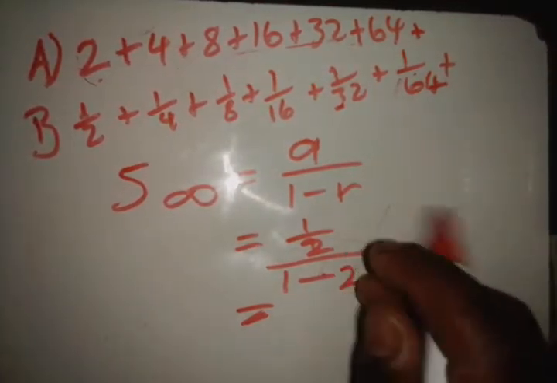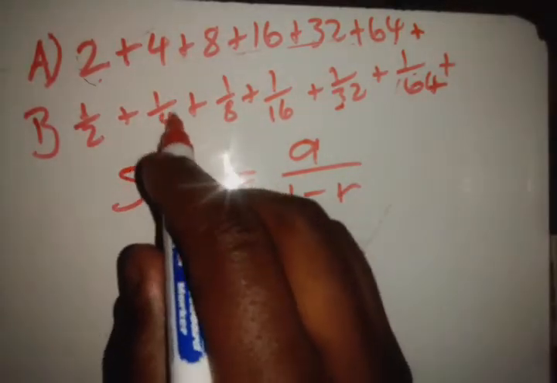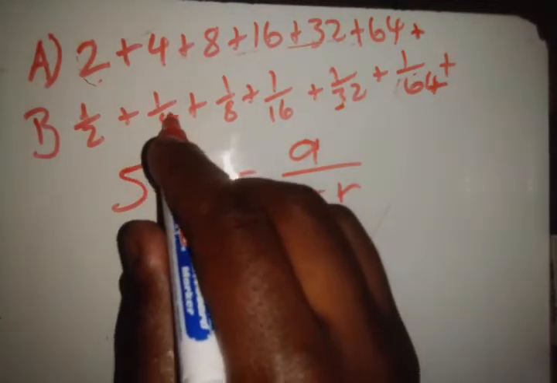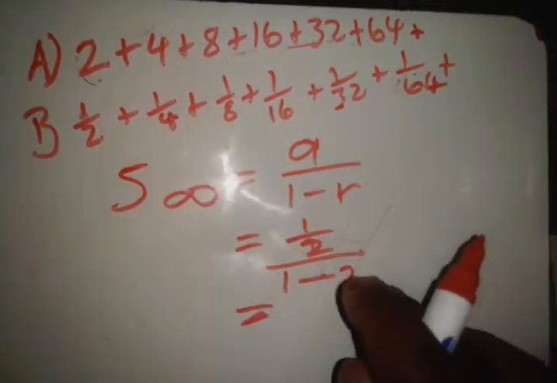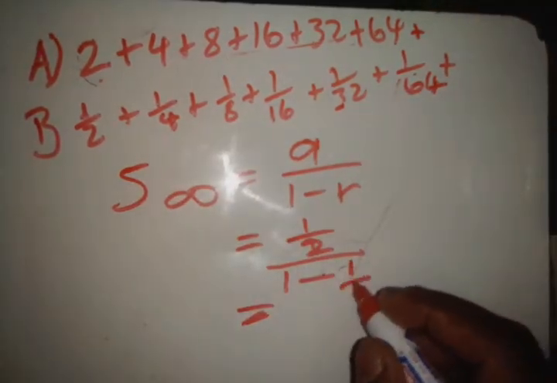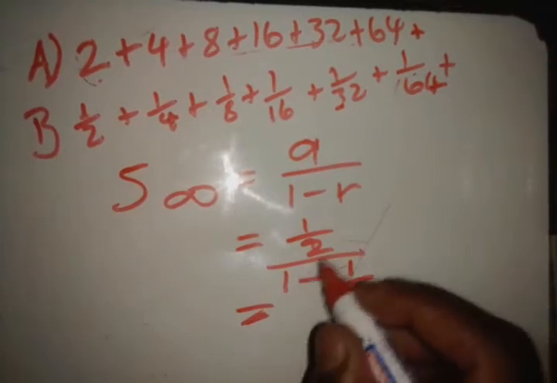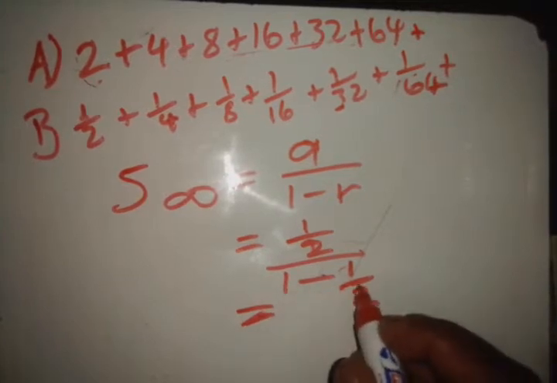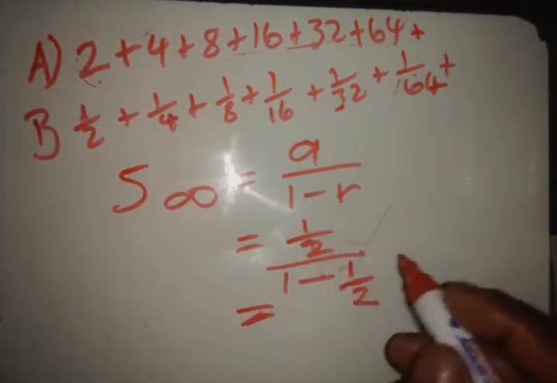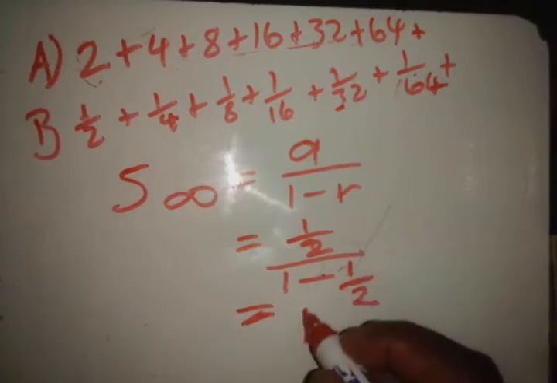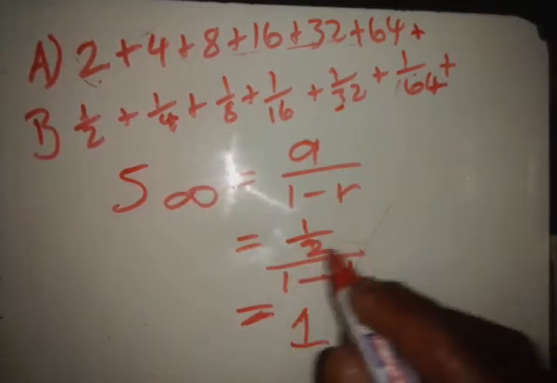I noticed something fishy here. Our r was not 2. When we say 1 over 4 divided by 1 over 2, it's actually 1 over 2. So our r is 1 over 2. Also 1 over 8 divided by 1 over 4 is 1 over 2. So our a is 1 over 2, and our r is also 1 over 2. So if we say 1 minus 1 over 2, I'm using my brain, you can just type this in the calculator and get your answer. Now 1 minus 1 over 2 is 1 over 2, and 1 over 2 divided by 1 over 2 is 1. You can just type this in the calculator and it will give you 1.